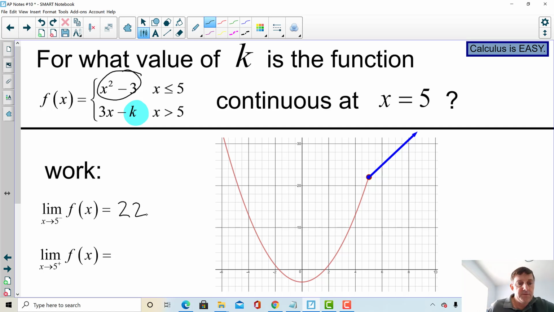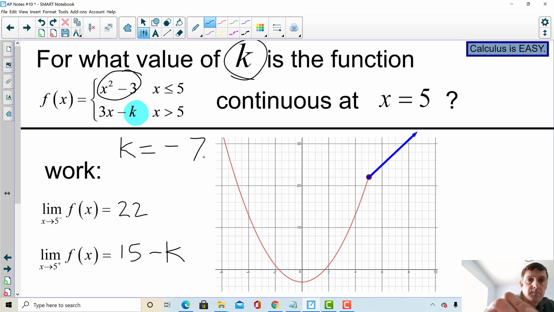The limit as x goes to 5 from the right is going to be 15 minus k. So now, in order to make sure that this limit exists, we want to set these two things equal to each other. We need 15 minus k to equal 22. And if you solve this, you get k is equal to -7. So now we can answer the question, what value of k would make this function continuous at x equals 5? It would be k equals -7.